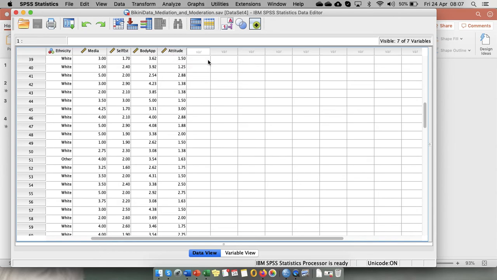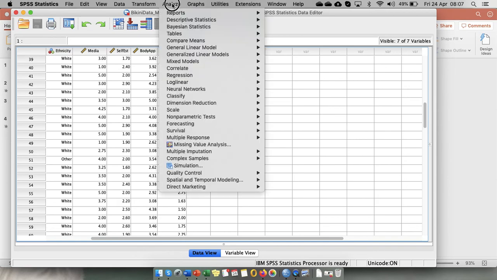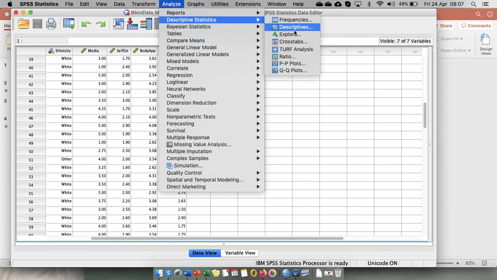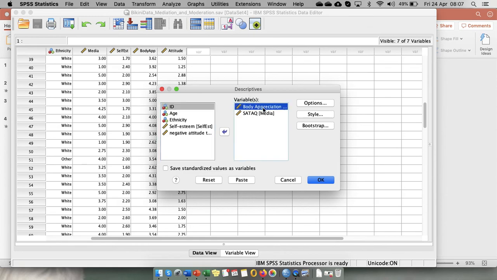Because moderation is the same as an interaction, we need to compute the interaction term between the 2 independent variables, of which one is a predictor and the other is a moderator. To do that, we first need to center them. We center them to the mean, and for that we need to find the mean for media pressure and for body appreciation. So we'll go to Descriptive Statistics, Descriptives, put the 2 variables we're interested in into our variable box and press OK.